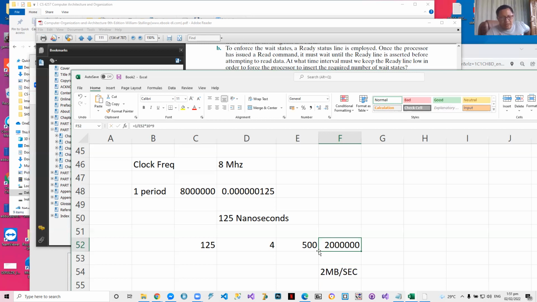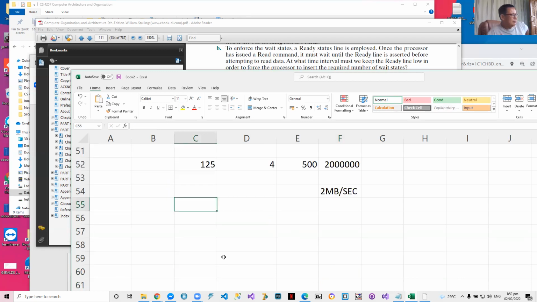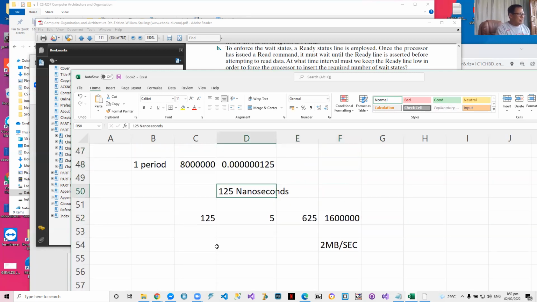Kasi 1 whole byte is read during the 4 cycles. Any questions? What if there are 5 cycles? So ganun din, gawin natin itong 5. Do you follow? Okay, so this is slower now. Kung 5 cycles, it will become slower because it will have a wait state, which will add 1 cycle of 125 nanoseconds. Okay, so for 5 cycles, it will take 1.6 Mbps.